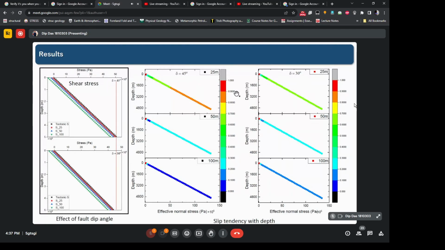And in terms of slip tendency for 45 and 30-degree fault planes, we see that if the reservoir load is low, or the reservoir height is low, the slip tendency is more moderate. But as we increase the reservoir load, we see that the slip tendency reduces and becomes almost zero, near zero. So why is it so?